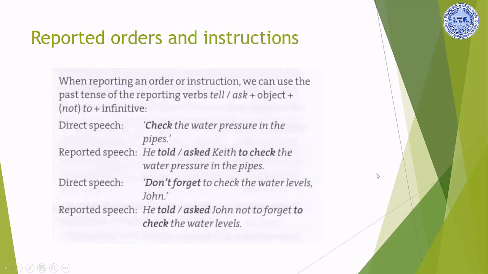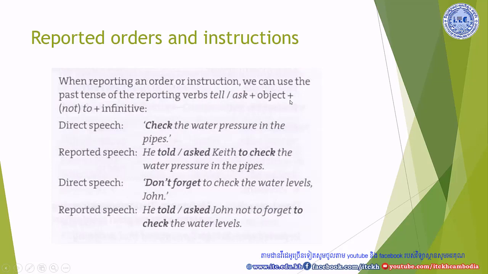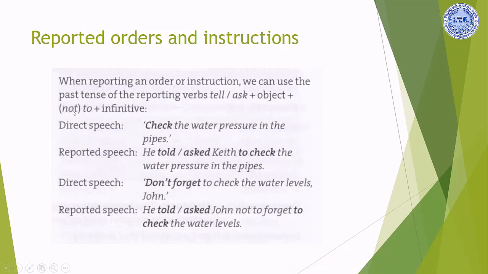Let's move on to the last point. Reported orders and instructions. So with an order, you tell someone to do something, like you have the authority to ask someone to do something. And with an instruction, you tell someone to do something using the instruction. So when reporting an order or instruction, we can use the past tense of the reporting verb tell or ask plus object plus not to plus infinitive. And not to here: if the instruction is written in a negative sentence, we use not to, but if it is written in a positive sentence, we use to plus infinitive. And infinitive is referring to the verb.